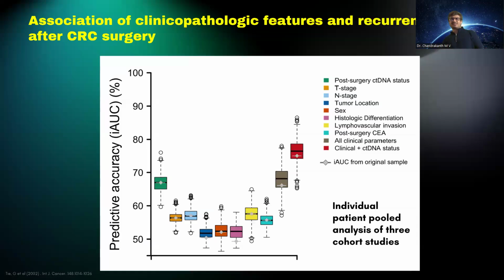This is the slide saying that the left corner green is ctDNA. The right, the brown one, is all the clinicopathological risk factors. If I can combine both of them, I have the highest predictive accuracy.